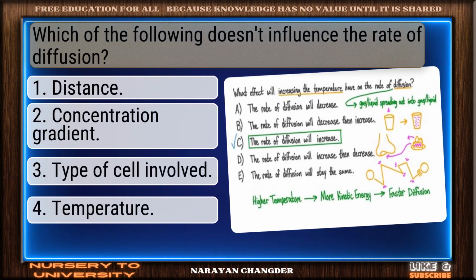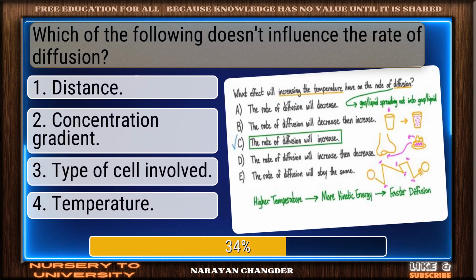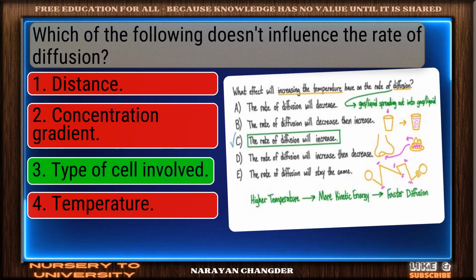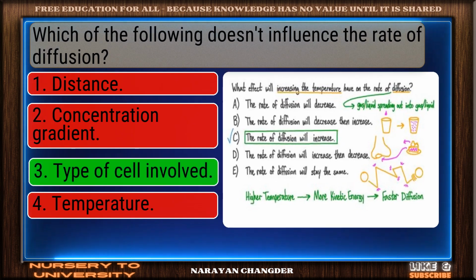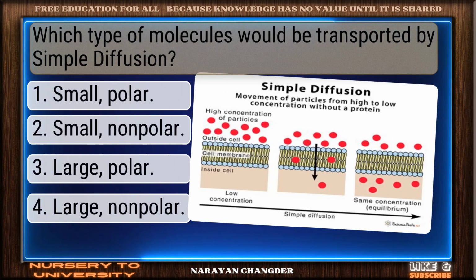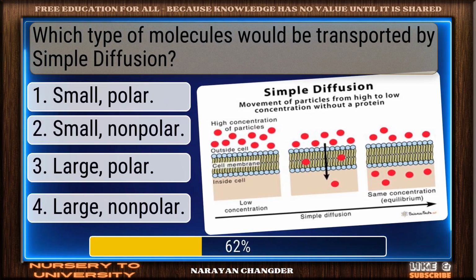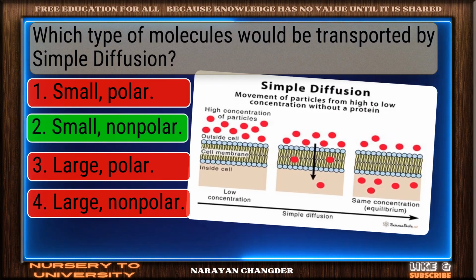Which of the following doesn't influence the rate of diffusion? Exactly. Type of cell involved makes sense, and it is the right choice. Which type of molecules would be transported by simple diffusion? Strong choice. Small, nonpolar is the right answer.